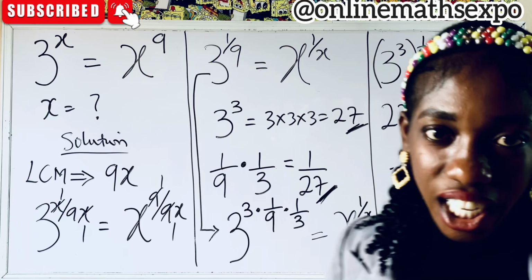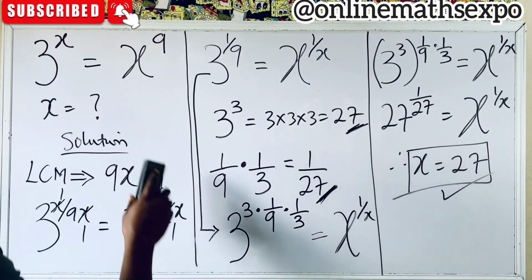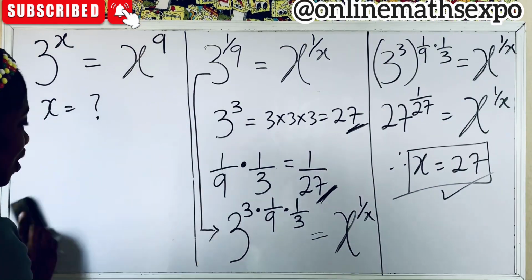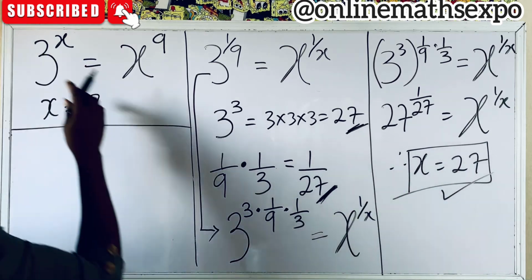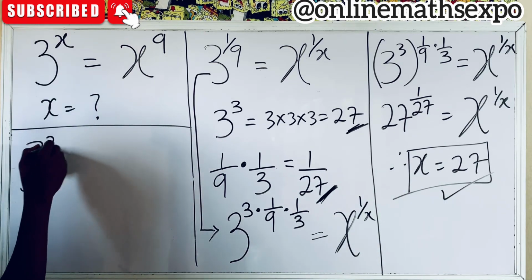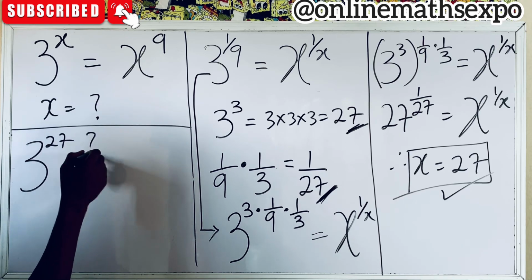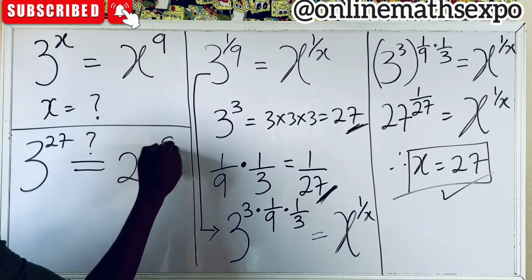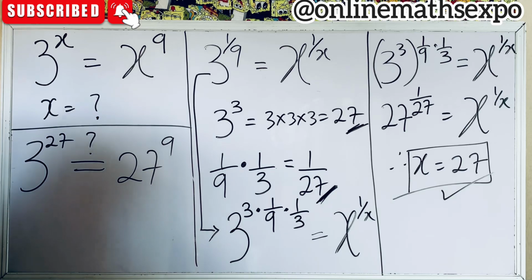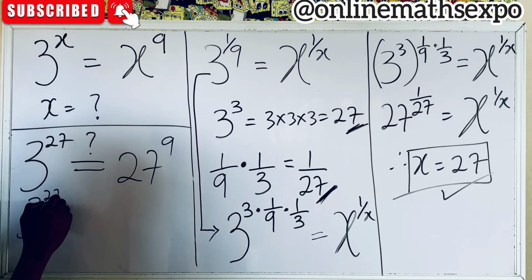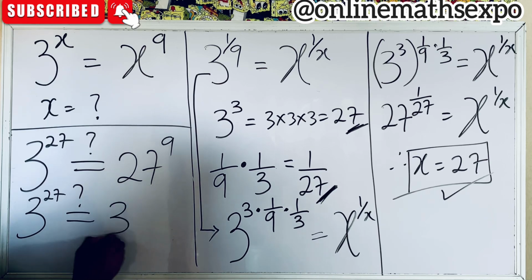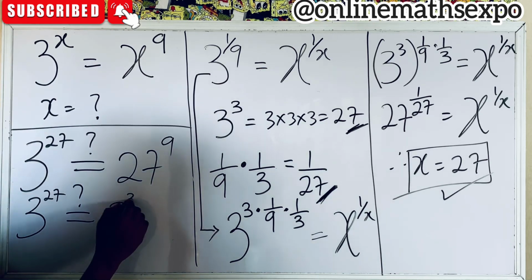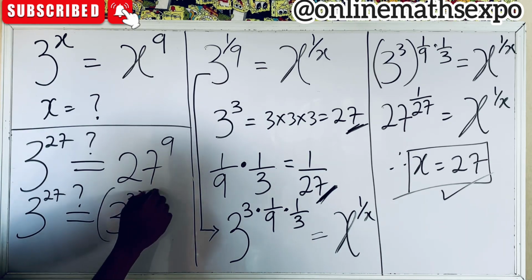Now let's do a check. Let's know if what we did is still in order. So to do that, we are going to have x is 27. So we have 3 to the power of 27. Is it the same thing with 27 to the power of 9? We have 3 to the power of 27. Is it still the same thing with 27? You know is 3 to the power of 3. Then raised to the power of 9.